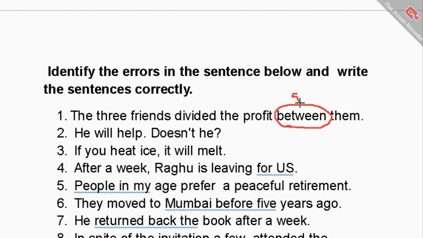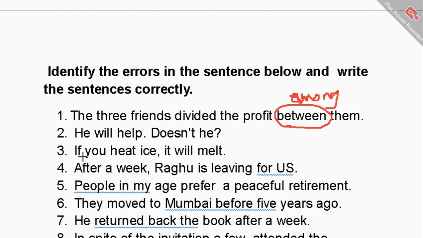Now why among? Because between is used when we are talking about two people, while among is used for three or more, meaning more than two, we use among. So since there are three friends, among is the correct preposition here.